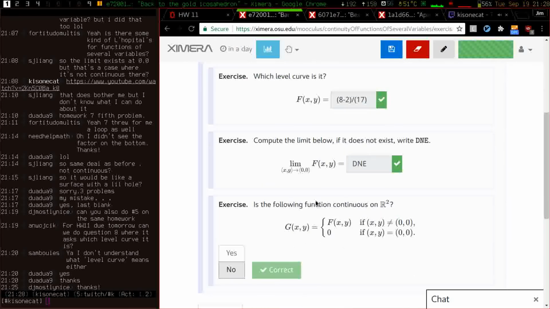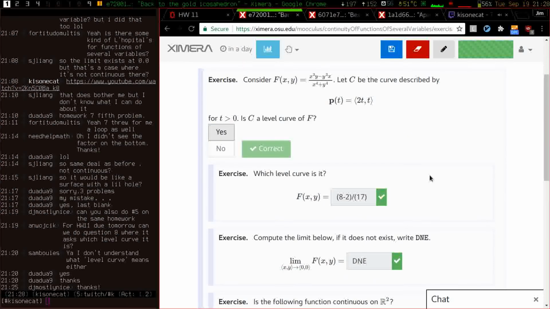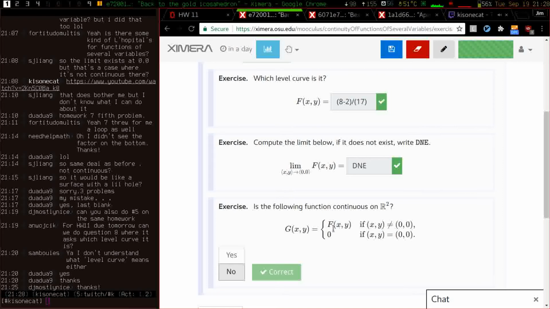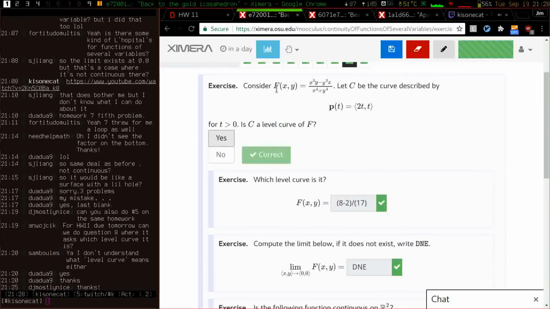And then it's asking here, is this function continuous? This function's at least defined on R squared, which is an advantage compared to f, which was defined on the punctured plane that didn't include the origin. So this is defined everywhere, but it's definitely not continuous, because the limit doesn't exist. One of the conditions for being continuous is that the limit exists and it equals the function's value at this point. f doesn't even have a defined value at the origin.